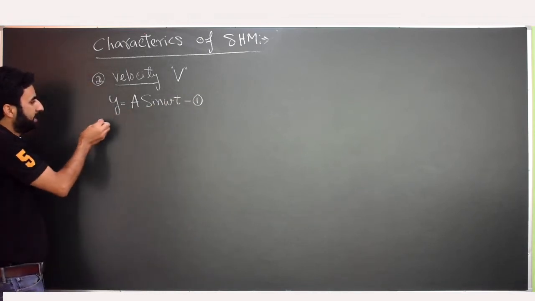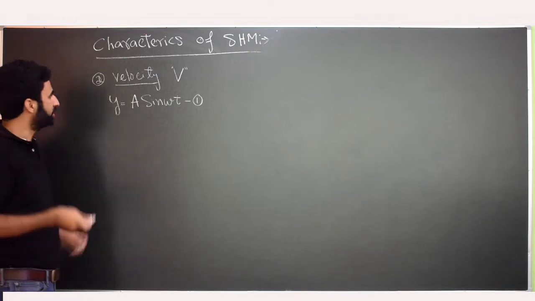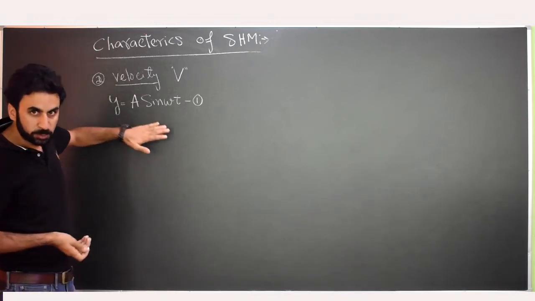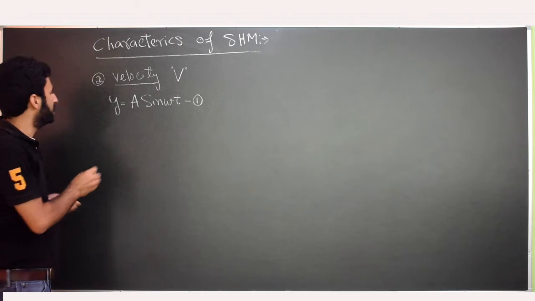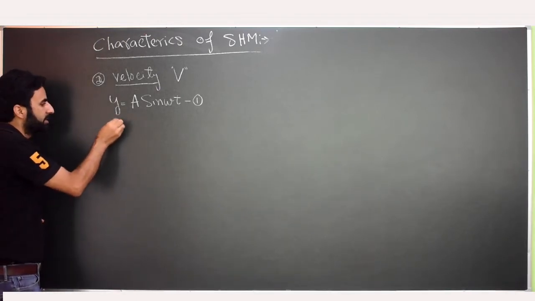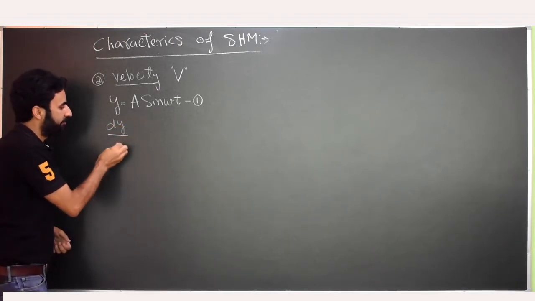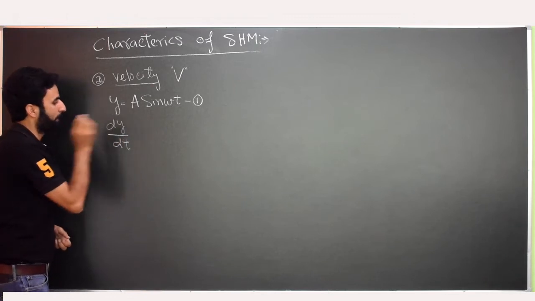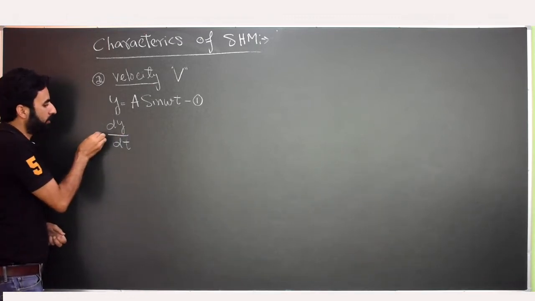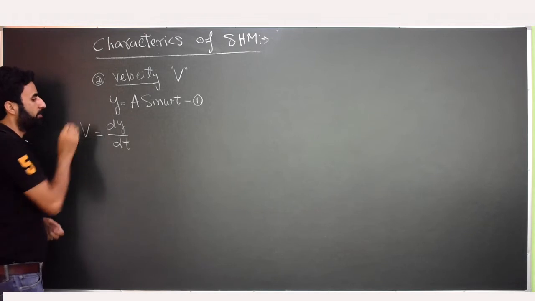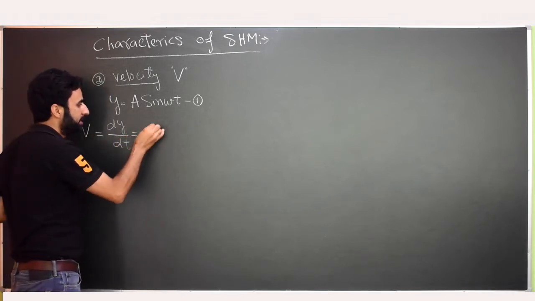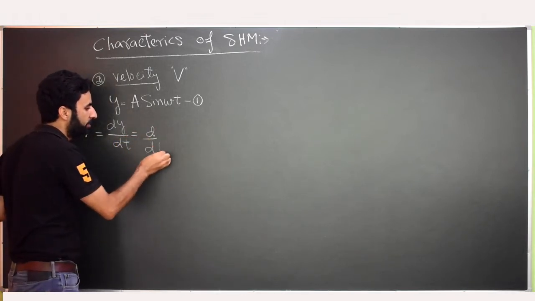Now, we know differentiating displacement with respect to time gives us the velocity of the body. So if we differentiate this displacement with respect to time, this is what we will call the velocity of the body. So this will be d by dt of y.